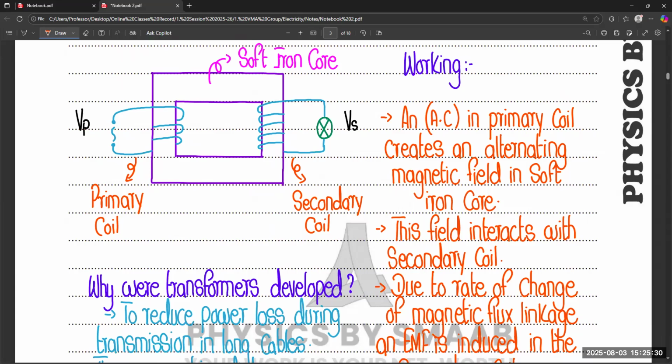And in a transformer, we also have a formula to calculate any unknown quantity related to the transformer. So let's discuss the formula also, because in past papers, most of the time, you observe questions related to the formula to calculate the number of turns, to calculate the voltage, to calculate electric current.